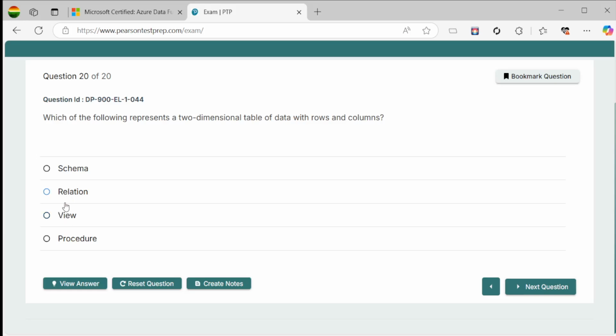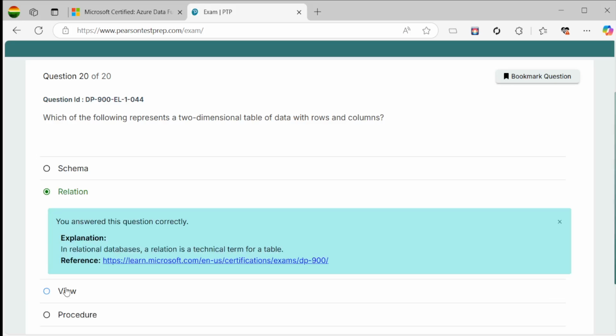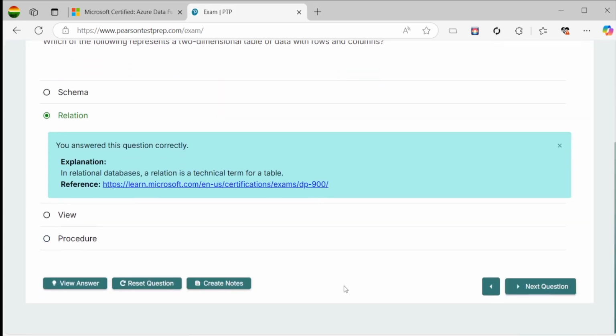We know that a relation is what you call a transactional database table. It's also called a relation. And a row in a transactional database like SQL Server is also called a tuple. So the relation is the table, the rows are the tuples. And that's the answer.